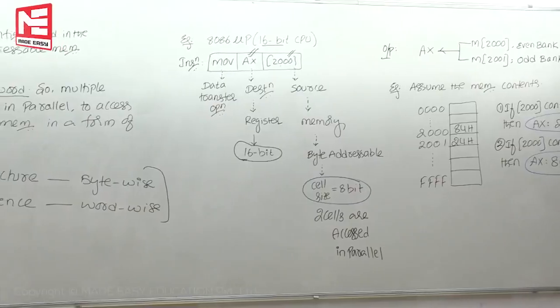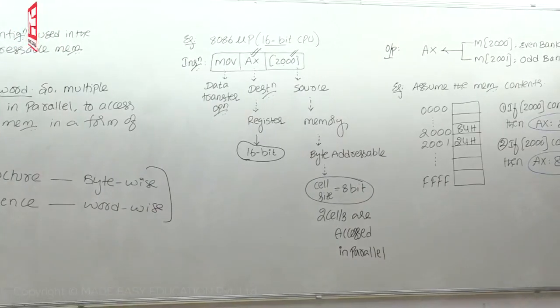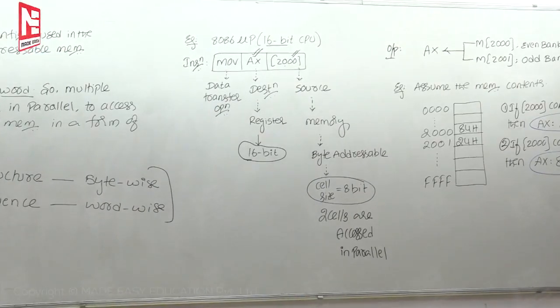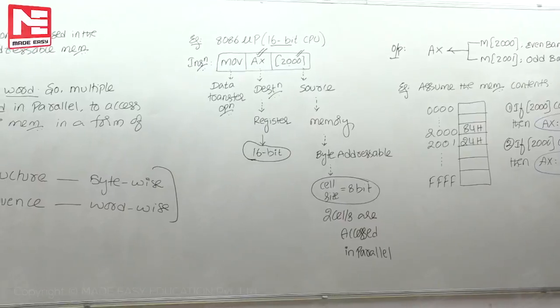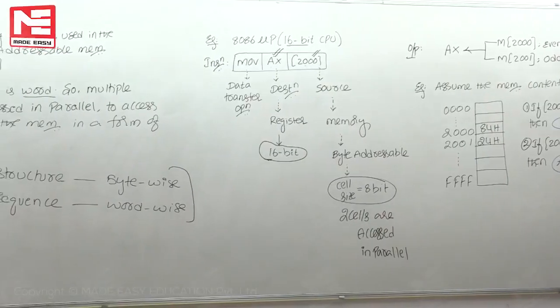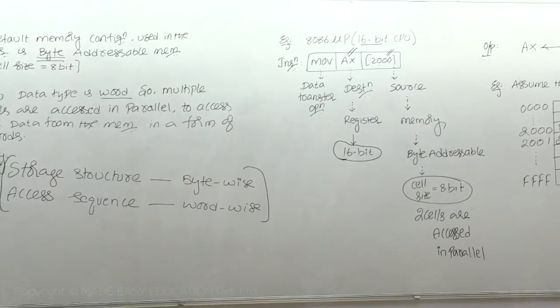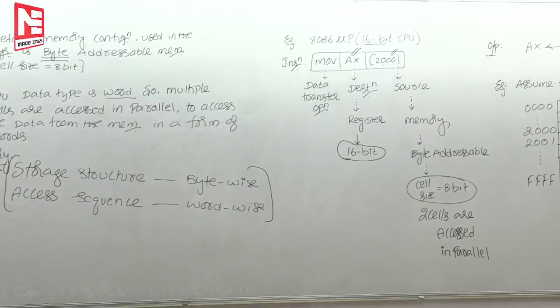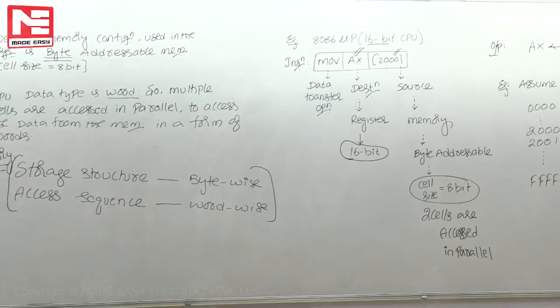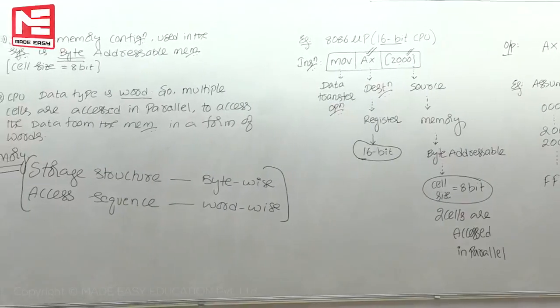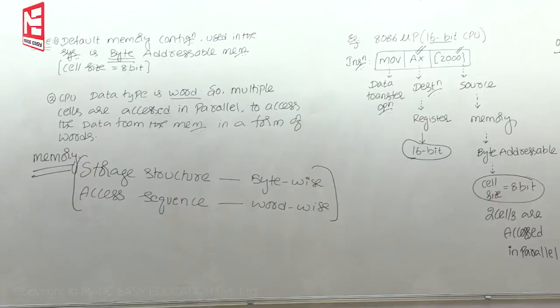Okay. Now we'll see the memory address interpretation mechanisms. What are the memory address interpretation mechanisms used in the computer design? Then how the address interpretation mechanisms eliminate the ambiguity problem.